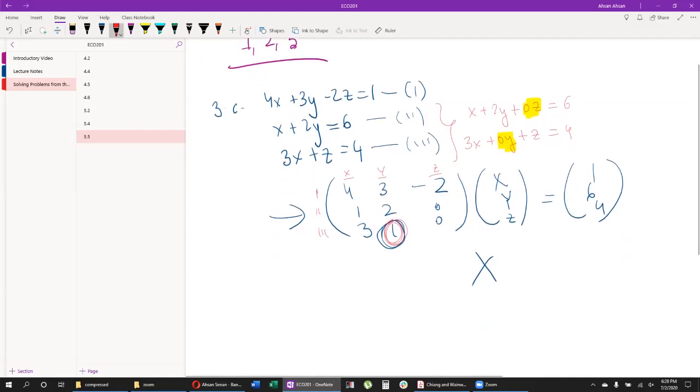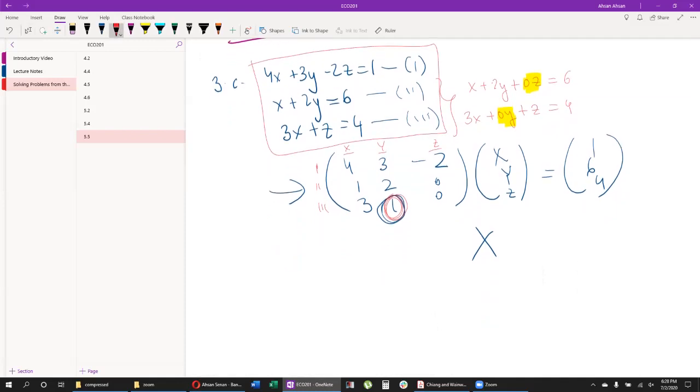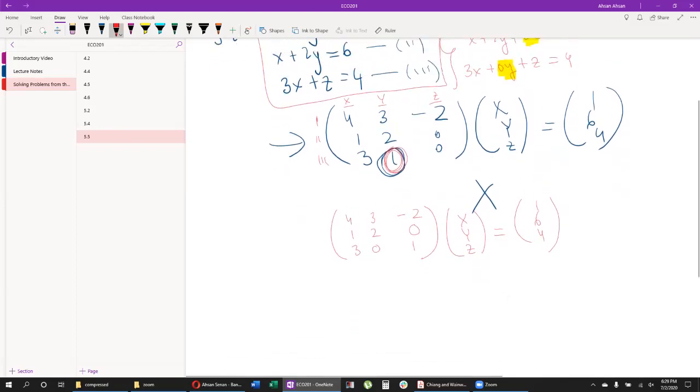So the correct way of converting this system of equations into the matrix form is to write 4, 3, minus 2, 1, 2, 0, 3, 0, 1. Now all the x's and the y's are aligned. And then we have x, y, and z. And on this side, we have 1, 6, and 4. And this is what we wanted.